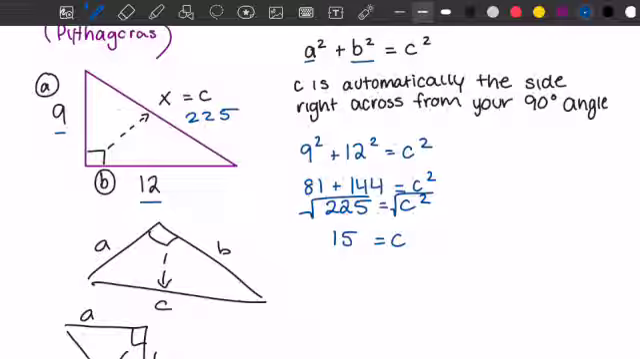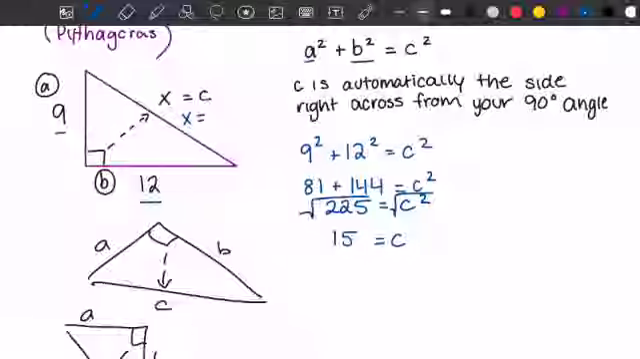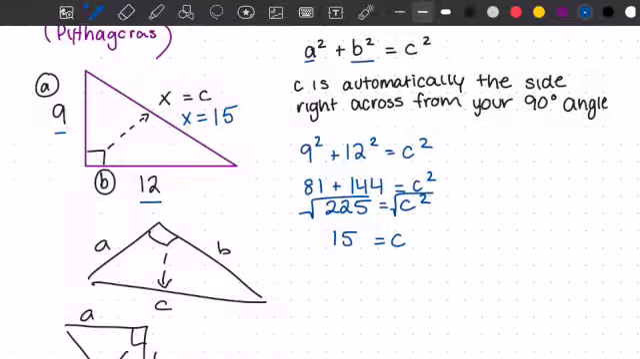It definitely does. It's somewhere. I promise you it does. But the square root of 225 is 15. Okay, so our side length here for C, whoops, wrong size eraser, or x, is equal to 15. Now, a couple of checks I can do just to make sure I'm on the right track.